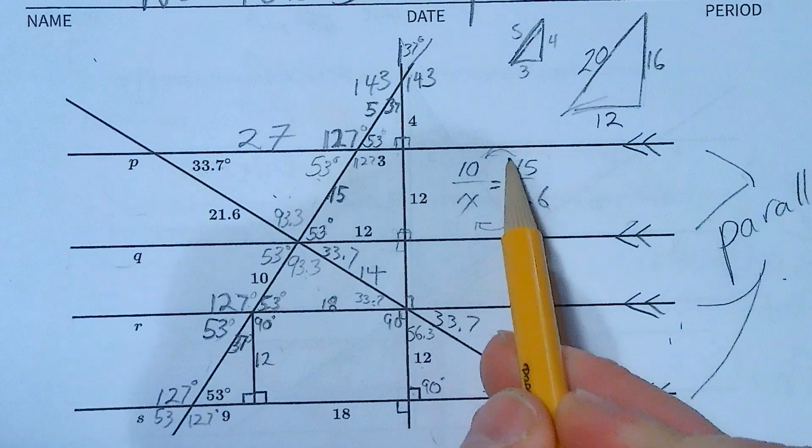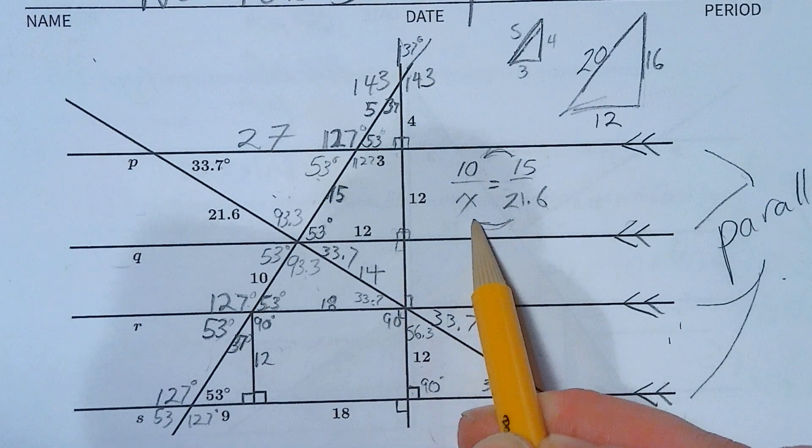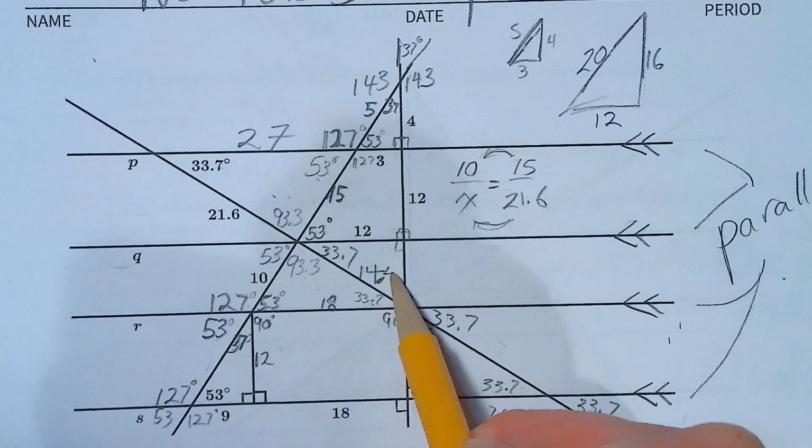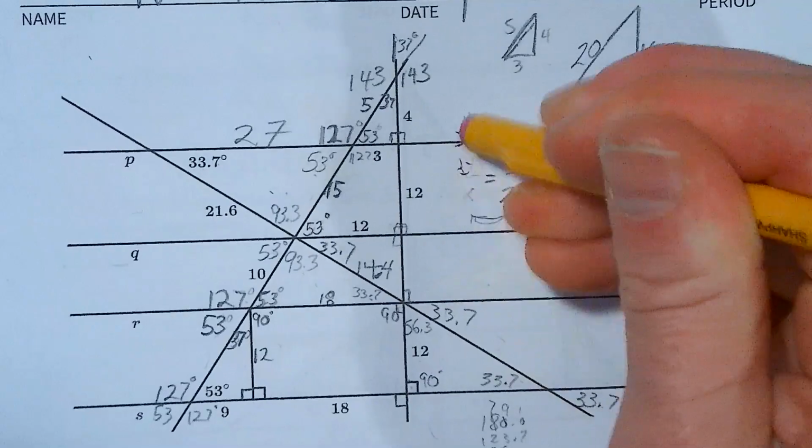And you can always think about it. 15 times 2/3 is 10. 21.6 times 2/3 is 14.4. I forgot my little 0.4. Okay, sweet. What's next?